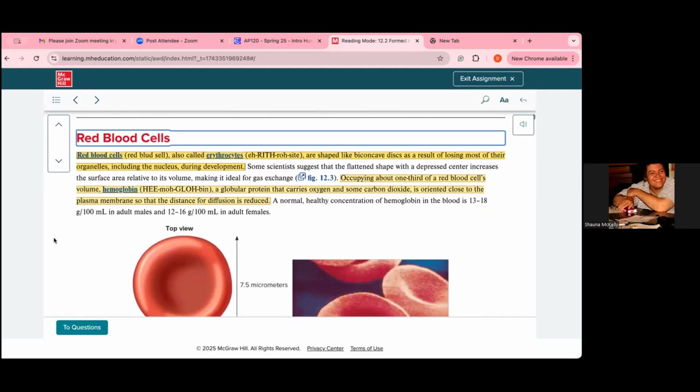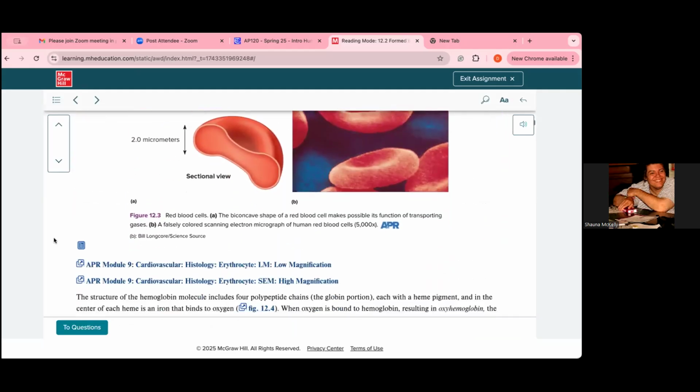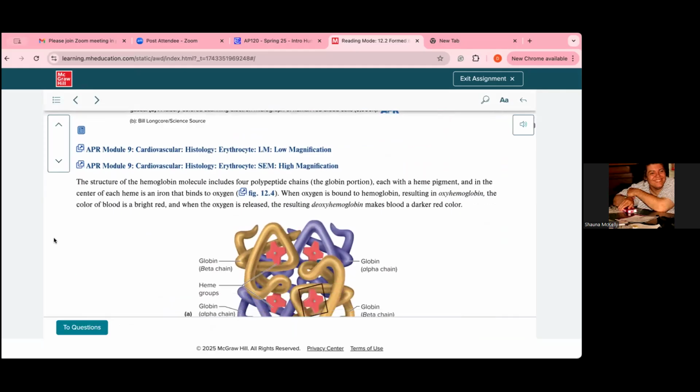Okay, we need to go up because we read that. Here's the picture. The structure of hemoglobin molecules includes four polypeptide chains, the globin protein, each with a heme pigment, and in the center of each heme is an iron ion that binds to the oxygen. When oxygen is bound to hemoglobin, resulting in oxyhemoglobin, the color of the blood is a bright red. When oxygen is released, the resulting deoxyhemoglobin makes blood a darker color.